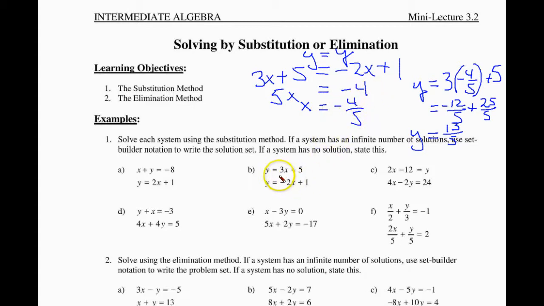So I'm going to use this first equation here to put my negative 4/5 in there for x. 3 times a negative 4 is a negative 12/5. I have to convert my 5 into a denominator of fifths. So that's 25/5. This is 5. But now I subtract 12 from 25 and I get 13/5. So our ordered pair is this and this. If we look at the answer, there it is.